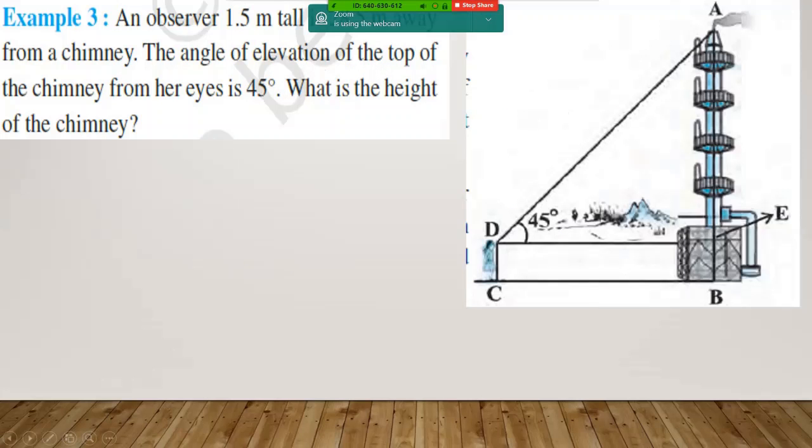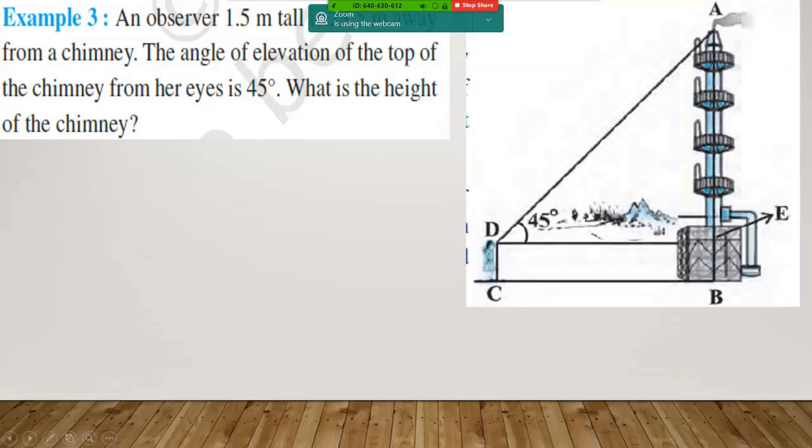So here, an observer 1.5 meter tall. Now here the observer is not a point source, but has a certain length given to you. This is a very important type of sum. So already DC is given as 1.5 meter tall. How much meters away? 28.5 meter away from a chimney. So what is given? CB is given as 28.5. So DC is given, CB is given to us. Now, where is the horizontal level for this observer, children?